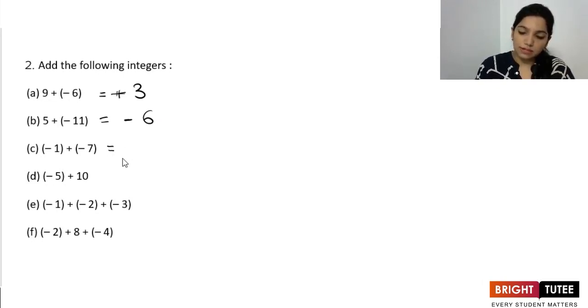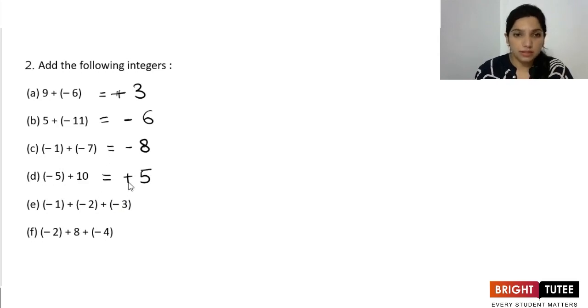The next one is minus 1 and minus 7. Both the numbers are negative, so when we have both the numbers negative, we simply add them and we put the negative sign in front of it. The next one is a negative and a positive integer, where the negative integer is a smaller number. So the difference is 5 and the symbol we put is plus.